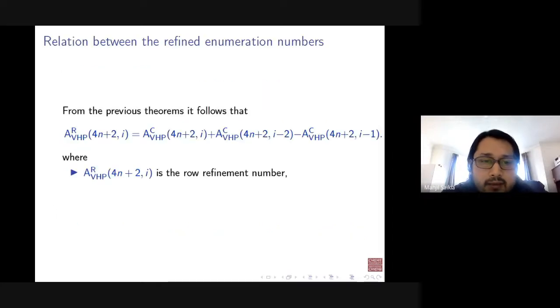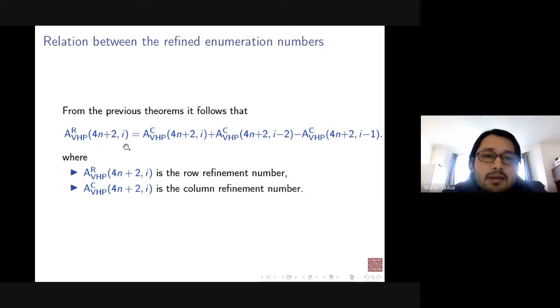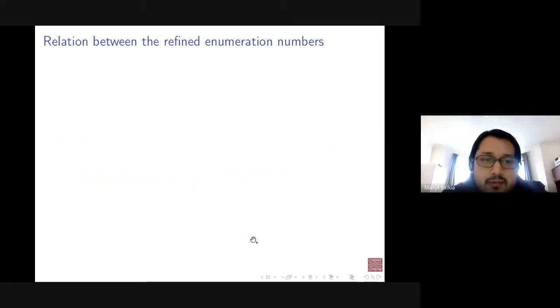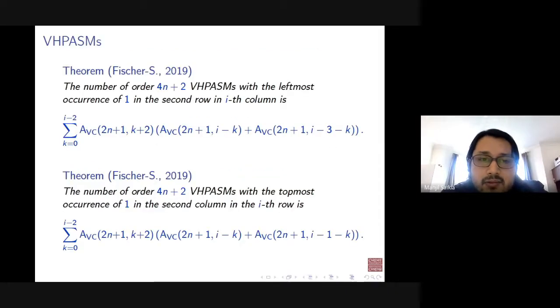So we can have simple relations between these two numbers. If the row refinement is denoted by this, and the column refinement is denoted by this, then the row refinement can be written in terms of the column refinement. So this is immediate from the last two formulas that I showed you in the slide.